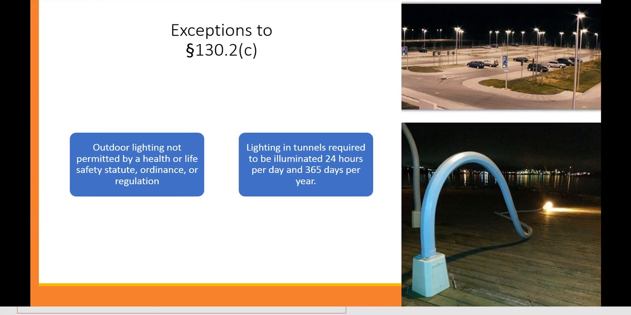There are some exceptions for Section 130.2C, your controls for outdoor lighting, and these are the two scenarios that would be exempted from this section. First one being outdoor lighting not permitted by a health or life safety statute, ordinance, or regulation. And the other scenario is if you're doing lighting in tunnels that is required to be illuminated 24/7, 365 days a year.